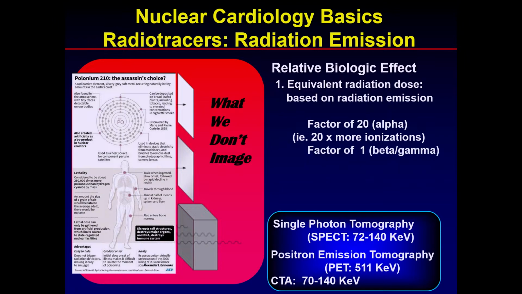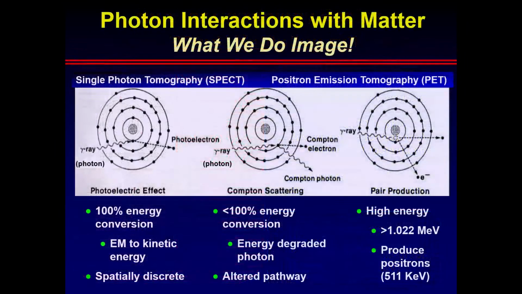Beta and gamma rays are actually less devastating because they only have a factor of 1 as compared to alpha particles, which have a factor of 20. And again, we don't image alpha or beta anyway. We concentrate on gamma. All right, so let's move on.